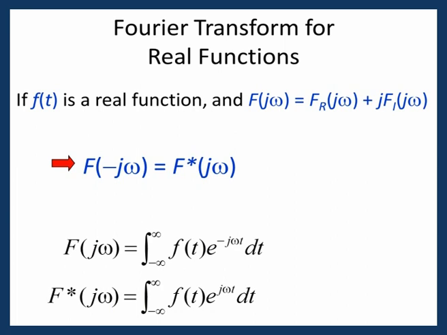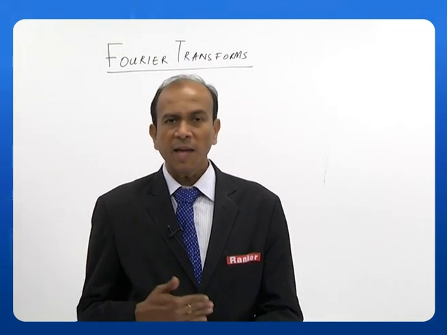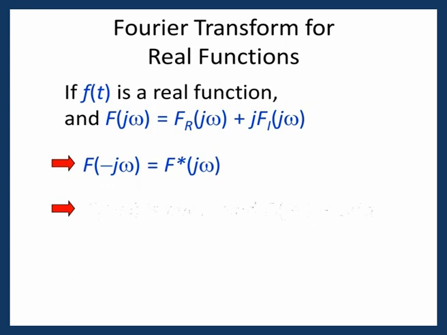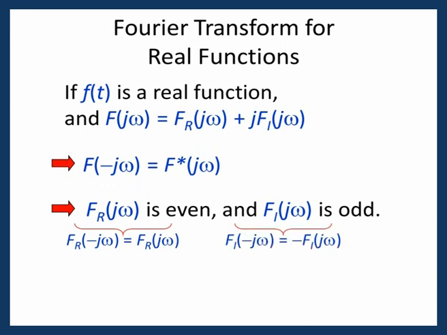F star of jω will have the integral from minus infinity to plus infinity of f of t e to the power of plus jωt dt. This is nothing but F of minus jω. So, this is for f of t which is a real function. Now, F_R of jω is an even function and F_I of jω is an odd function. That means F_R of minus jω will be equal to F_R of jω, because this is an even function. F_I of minus jω will be equal to minus F_I of jω for an odd function.